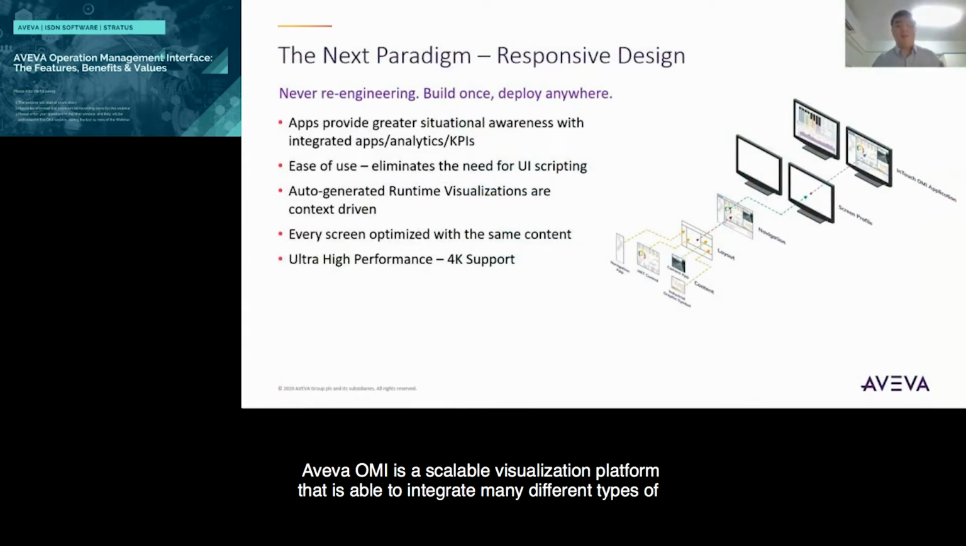Aveva OMI is a scalable visualization platform that is able to integrate many different types of information into a unified visualization environment. Aveva OMI is asset-driven and is able to pull information from maps to documents to weather data all into a single visualization environment for the user to take actionable insight quickly with regards to the particular asset that the user selected.